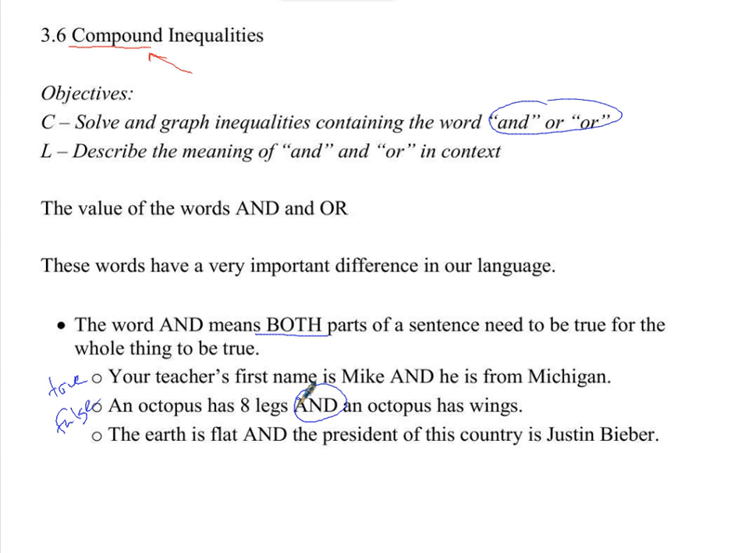How about the last one? The earth is flat, and the president of this country is Justin Bieber. Is the earth flat? No. So automatically this statement is already false because the earth is not flat. We're using the word and here. Obviously, Justin Bieber is not the president of this country either, so both parts of this statement are false. It didn't matter anyway. We already knew the first part was false, so therefore the statement itself is false. Okay? That's how and is used. Both parts have to be true in order for the entire thing to be true.